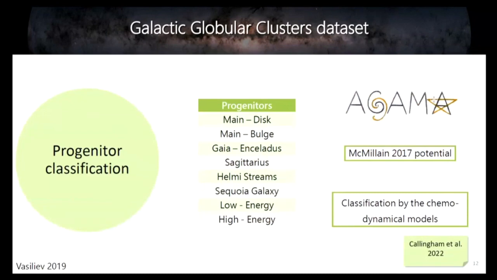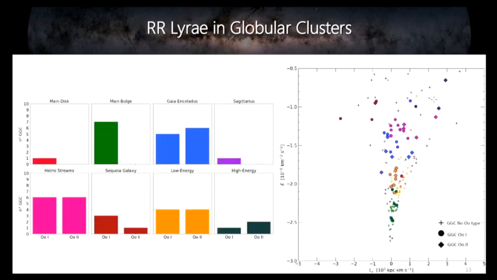Moreover, about the progenitor classification, we have 8 different progenitors from Callingham. The classification in this case is based on the chemodynamical classification. So basically, they start from the assumption that each globular cluster could be distributed inside the 4-dimensional space like a multivariate Gaussian. So they use the Agama algorithm with the McMillan 2017 potential. So also in this case, we use, of course, Galpy with the same potential.